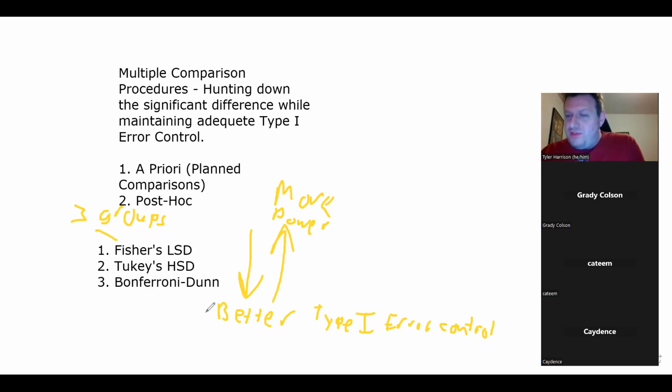If we've got more than 3 groups, so 4 or more, we want to do Tukey's. And we want to avoid Bonferroni-Dunn unless we have to.